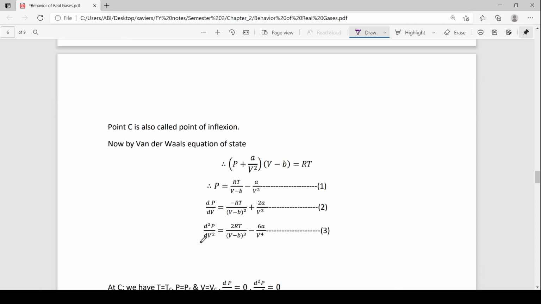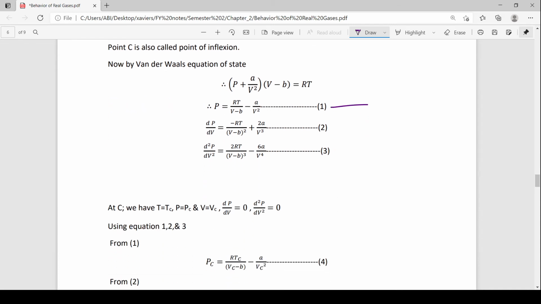Now, my van der Waals equation of state. So we have this as equation 1, correct? We have this as equation 2, what we found out, and equation 3. But now at point C, we know that T will become Tc. So wherever there is T in these three equations 1, 2, 3, it will be Tc. Wherever there is P, you will write it as Pc. Wherever there is V, it will become Vc. And these equations, so this can be equated to 0, and this also can be equated to 0.